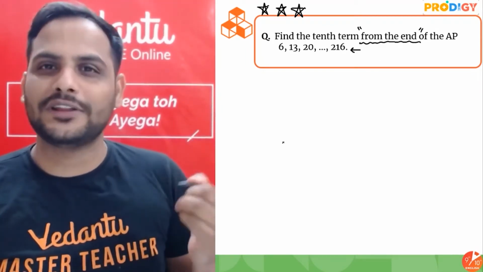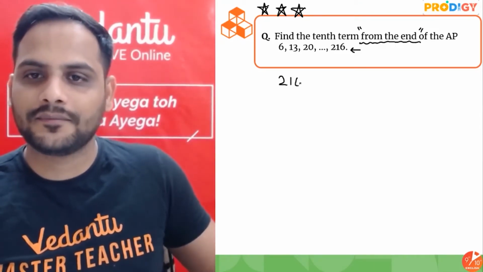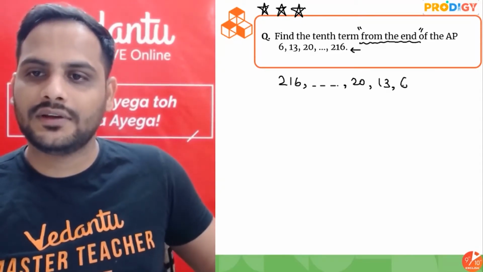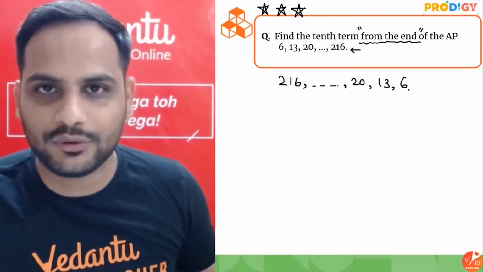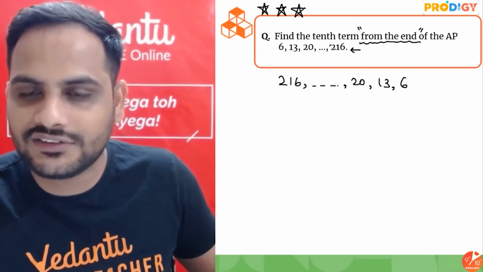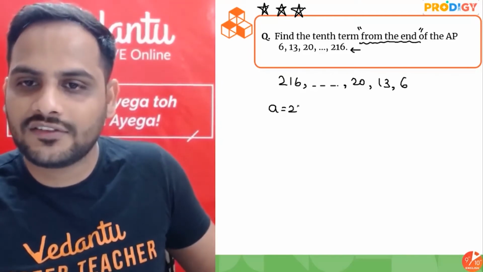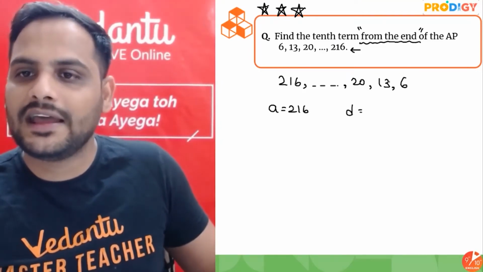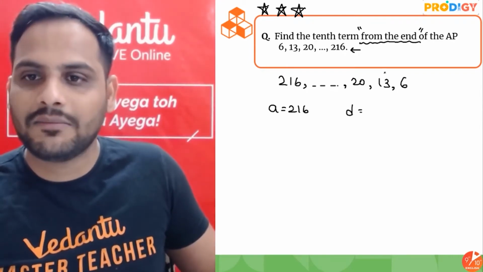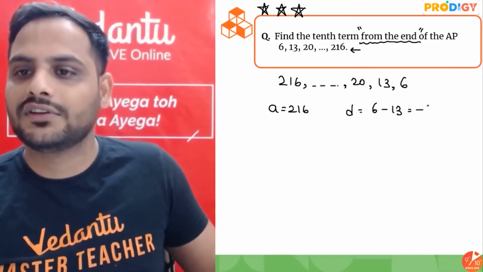Okay. So for that, beta, simple logic, what I will say, do one thing now. Let us reverse the AP. So an AP reversed is still an AP only, right? And now whatever is the 10th term from the end of the original AP will be the 10th term of this AP. So here I can say a is 216. My common difference will be, I can say, sir, these last two terms I can subtract, but remember, any term minus the previous term. So I will do 6 minus 13, which is minus 7.